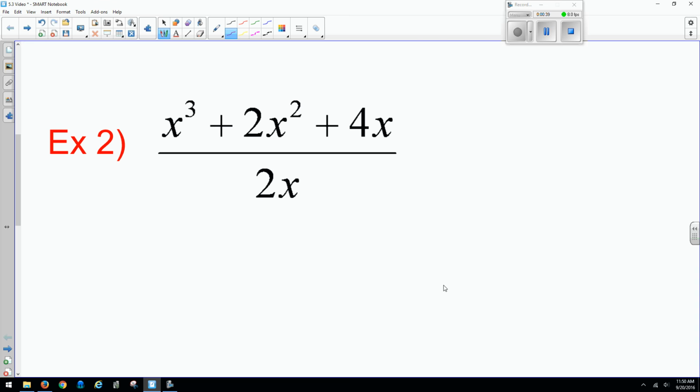You guys can go ahead and try this example. It's a little more involved, but the procedure is the same. So you're just going to take every single term here and divide it by 2x.